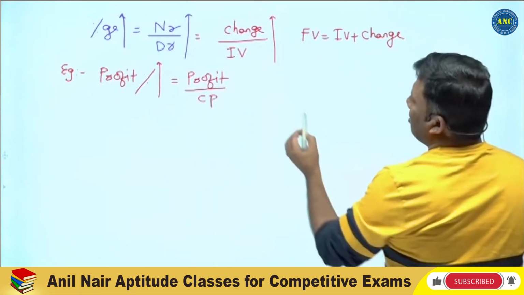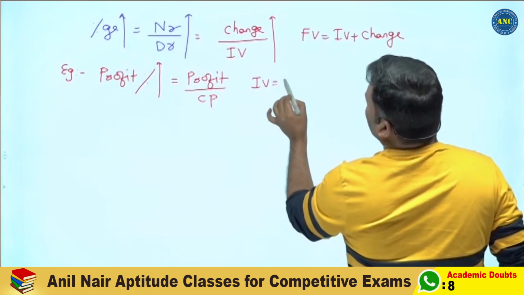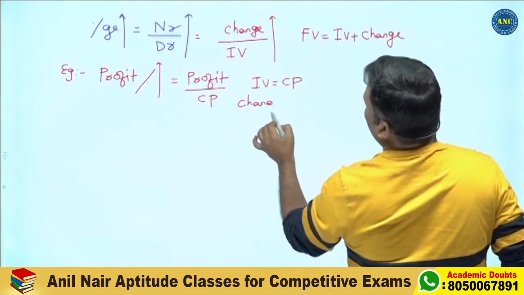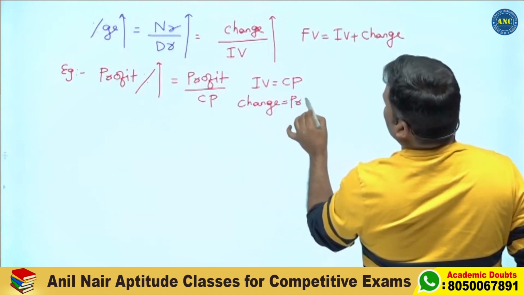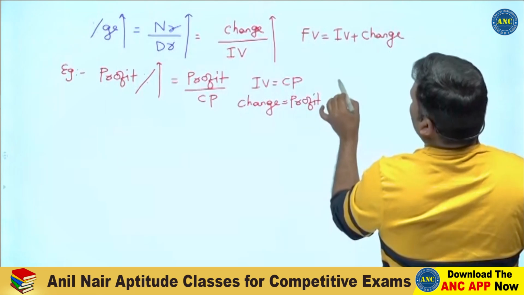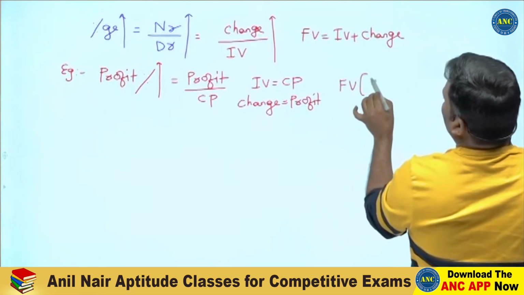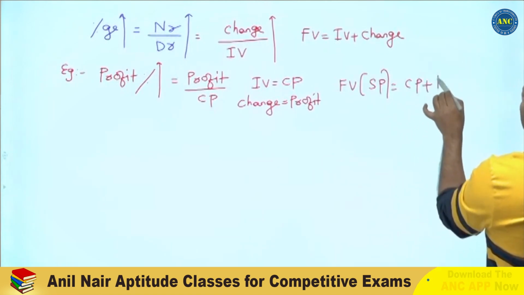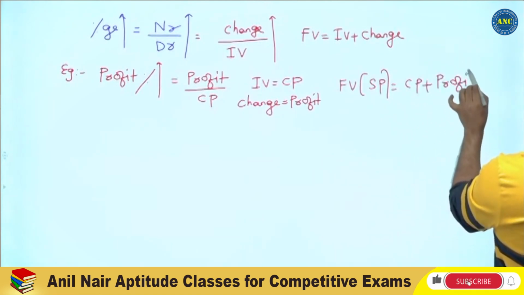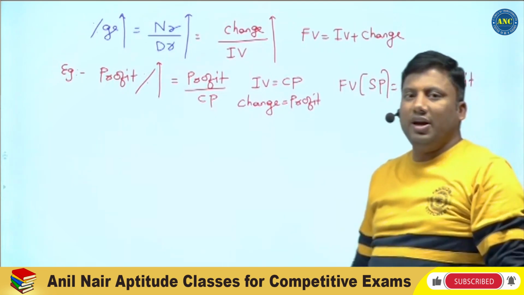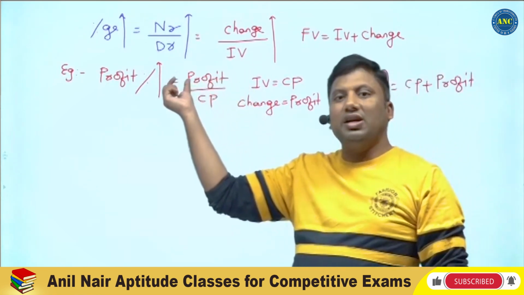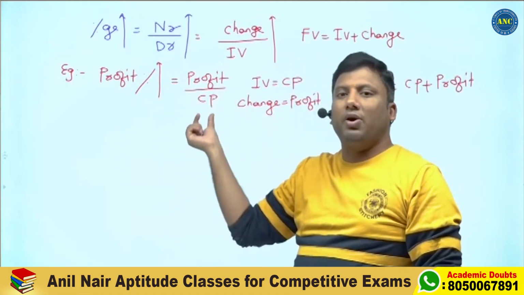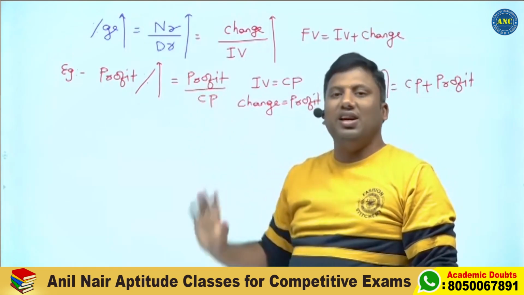So what is the initial value? Initial value, it is cost price. What is the change here? Profit means I am getting more. Change is profit here. So what is the final value? Final value is defined as the selling price, which is cost price plus profit. I hope the concept is very, very clear to you. Percentage increase is replaced by profit percentage, which is profit upon cost price. Cost price is the initial value.